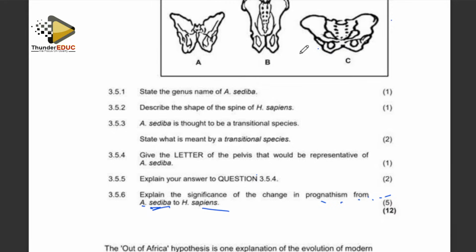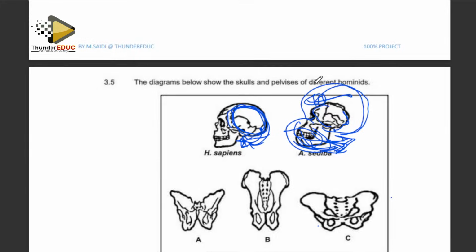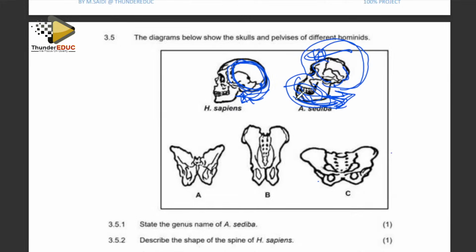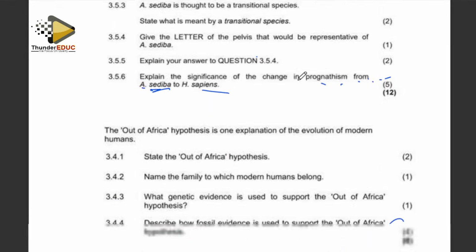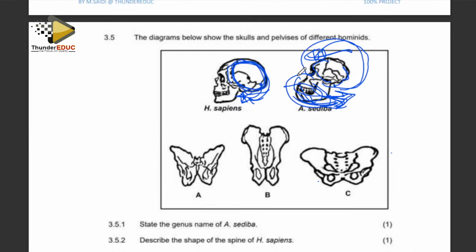Sir, the diagram I drew does not look like a skull. Okay, it doesn't look like a skull, hey? It looks like what? Sorry, guys. But I think, guys, I've tried to exhaust it.